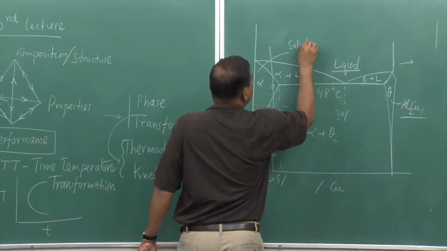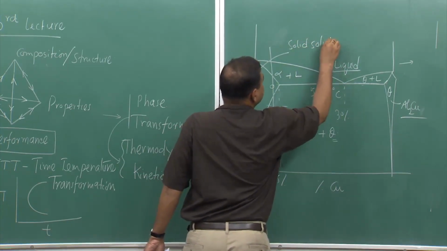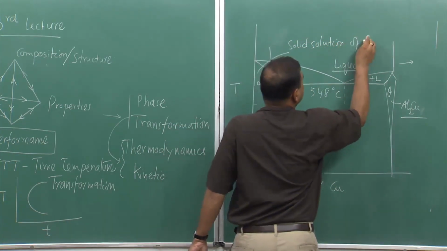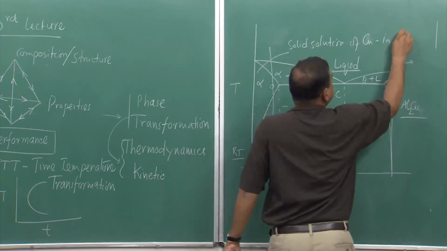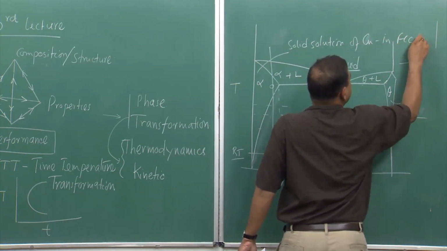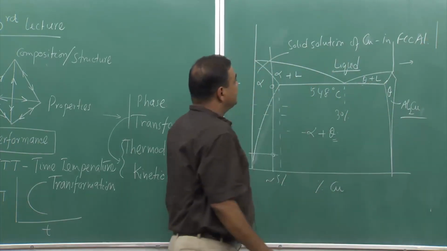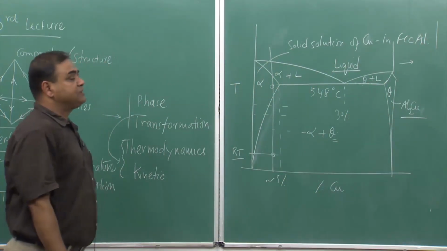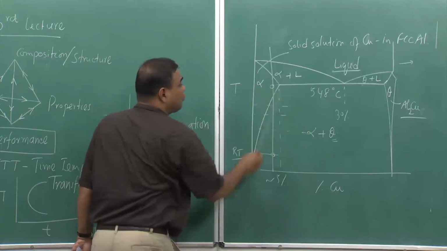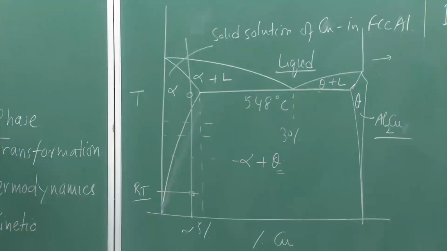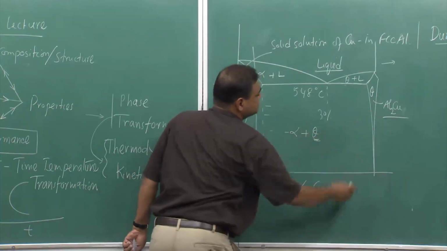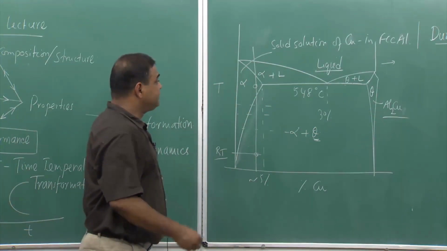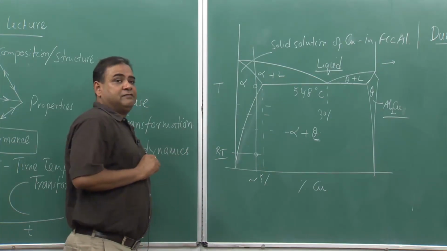solid solution of copper in FCC aluminum. Now, solid solution of copper in FCC aluminum means that if we hold for some time, it forms a complete solid solution. So all the theta phase, which is the second phase Al2Cu, will dissolve and form a single phase.